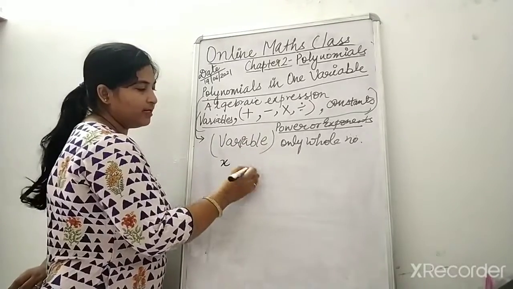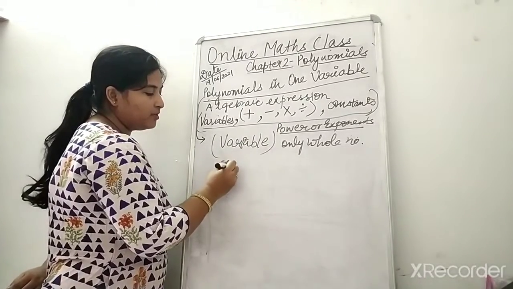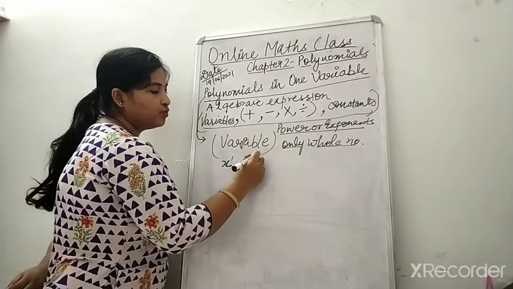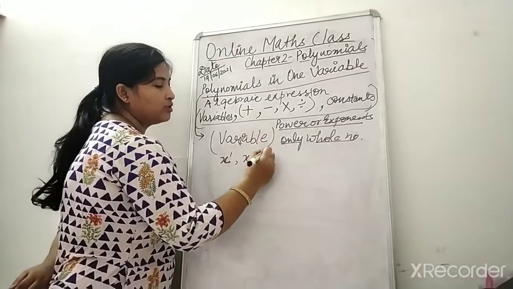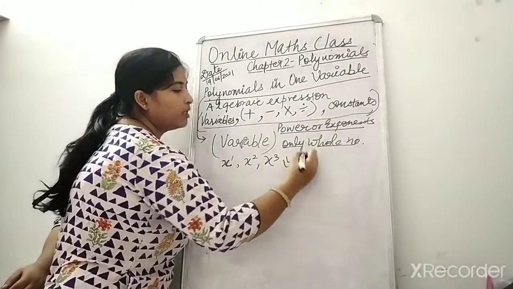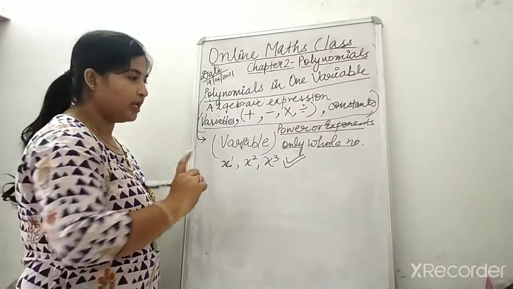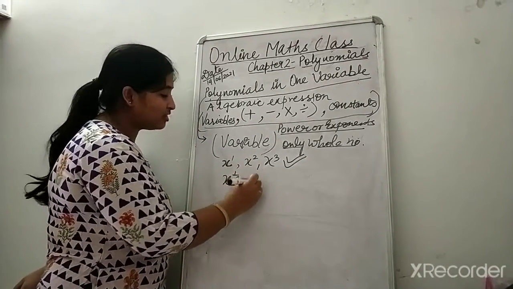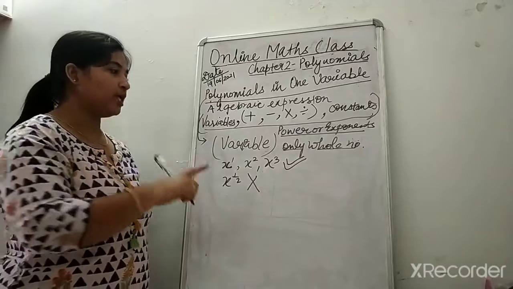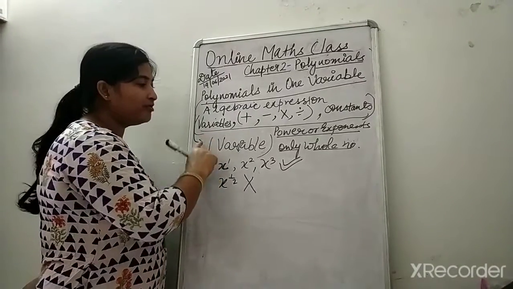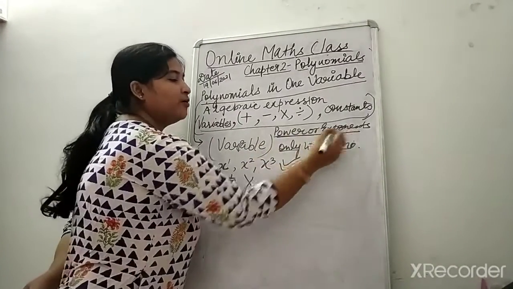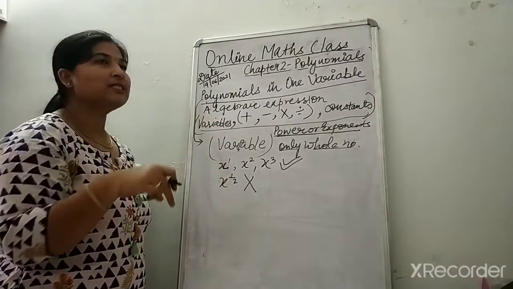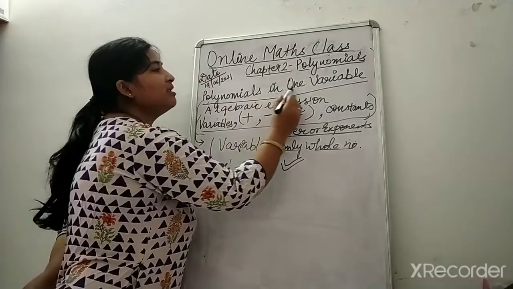like x, y, z, the power on variable is only a whole number, like 1, 2, 3, x to the power 3, then it will come in the category of polynomial. If the power is in fraction, then it is an algebraic expression but it is not a polynomial. So take care of it. What are polynomials? Whose variable is having power or exponent only whole number.